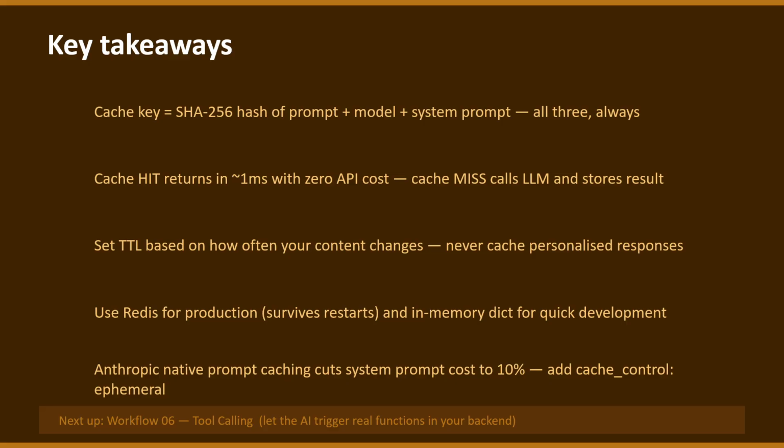Set your TTL to match how often your content changes. Never cache personalized or user-specific responses. Use Redis for production because it survives server restarts and works across multiple server instances. Use an in-memory dictionary for local development because it requires no extra tools. Anthropic's native prompt caching reduces system prompt token cost to 10%. Add cache_control ephemeral to any large, frequently repeated system prompt.